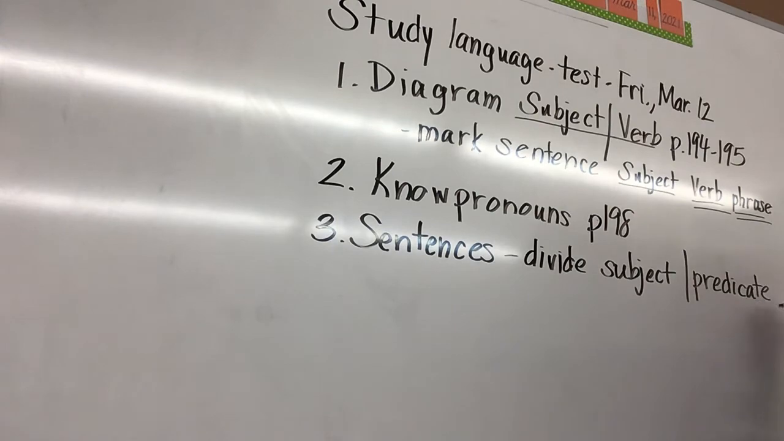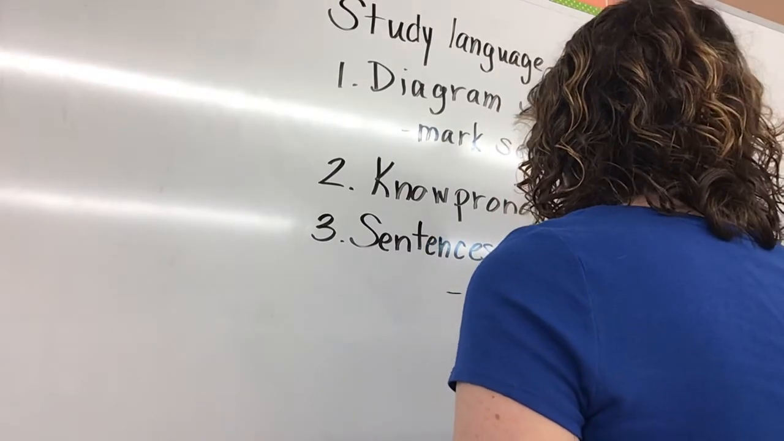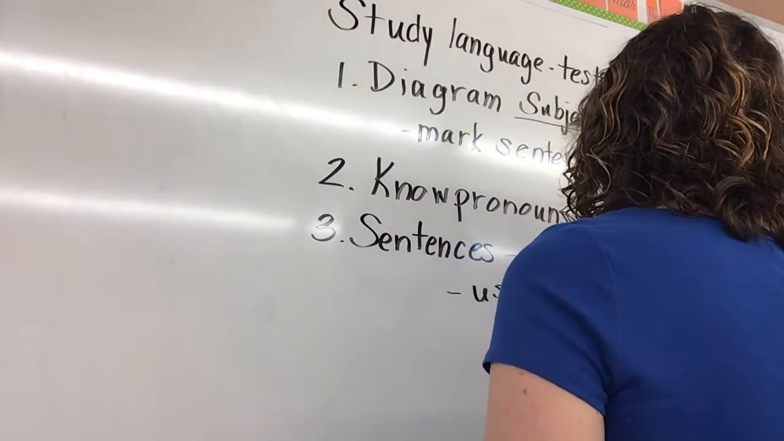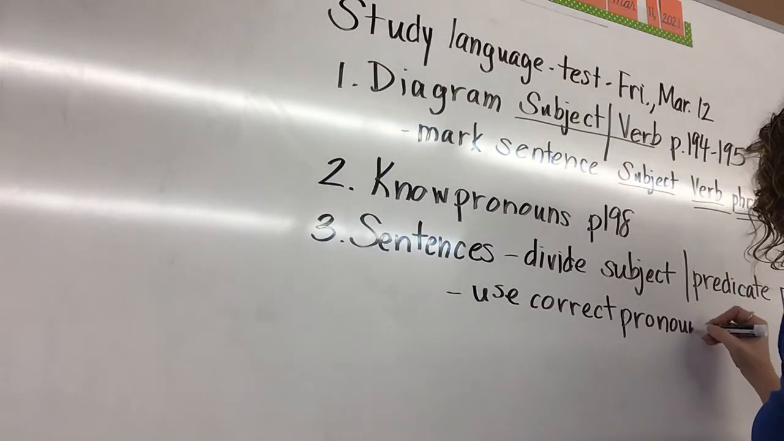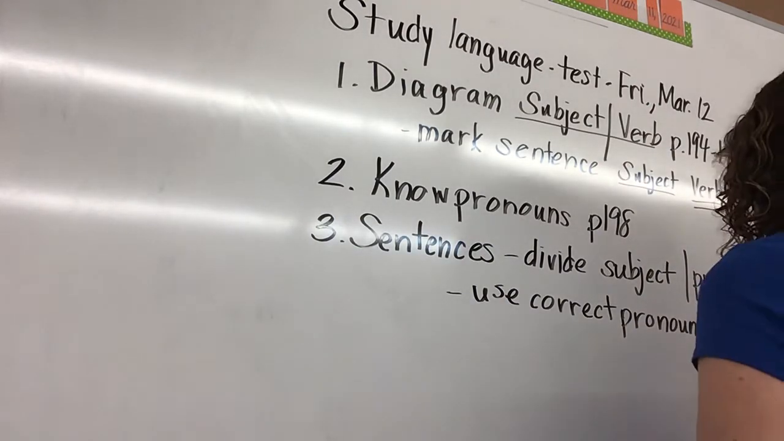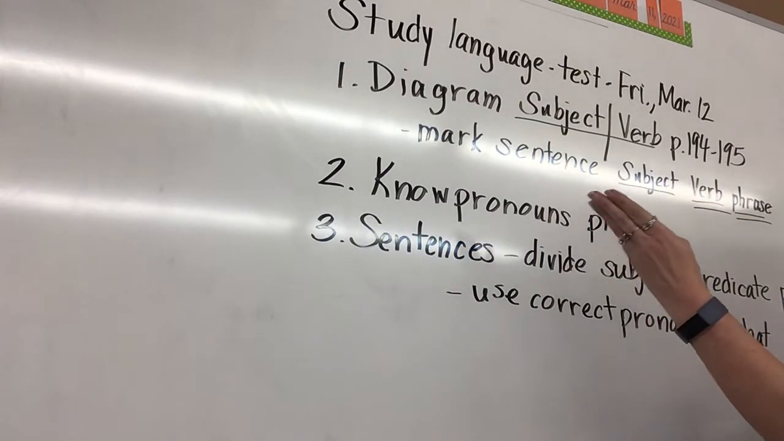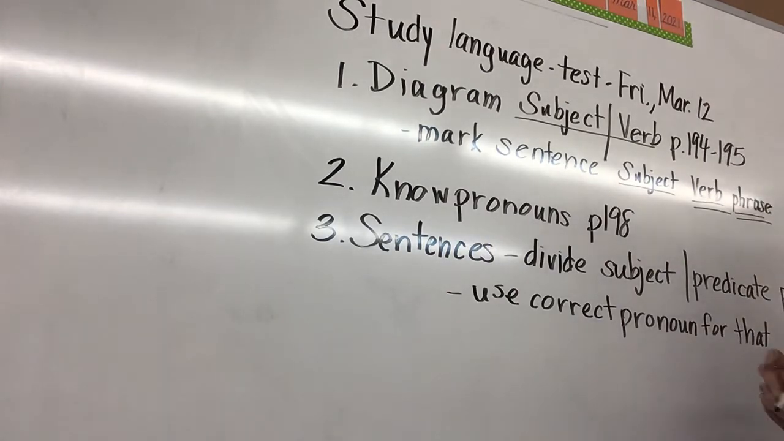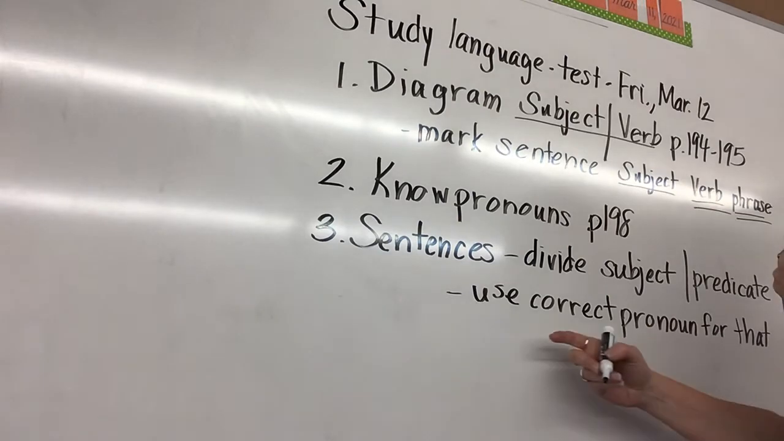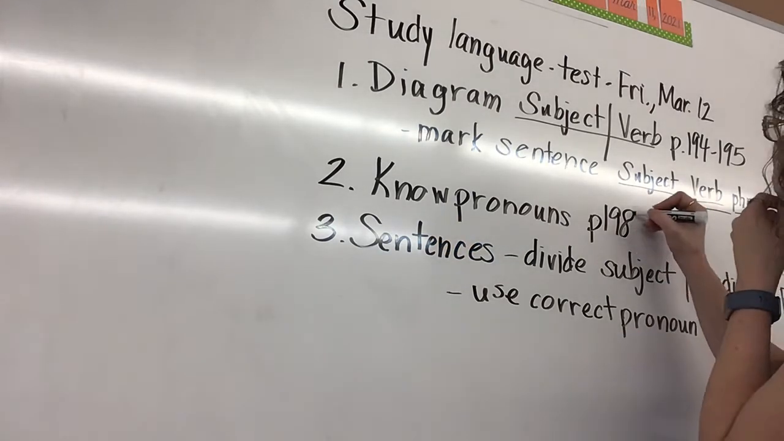Divide the subject and predicate parts. And then use the correct pronoun for that part. In other words, after you divide the sentence, if the pronoun is in the subject part of the sentence, you use one of those pronouns that you use with a subject. And if it's in the predicate part of the sentence, you use one of those pronouns that's used with the predicate part. And you would find that on page 198.